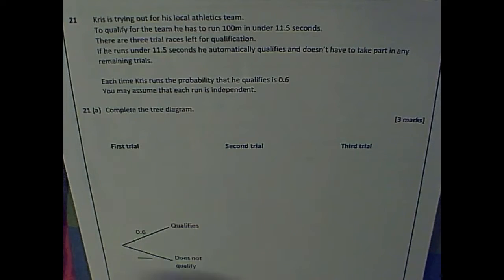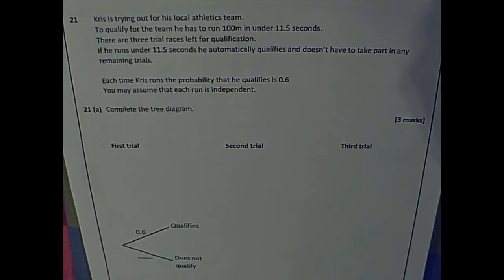Right, question 21. Chris is trying out for his local athletics team. To qualify for the team, he has to run 100 meters in under 11.5 seconds. There are 3 trial races left for qualification. If he runs 11.5 centimeters, he automatically qualifies and doesn't have to take part in any remaining trials.